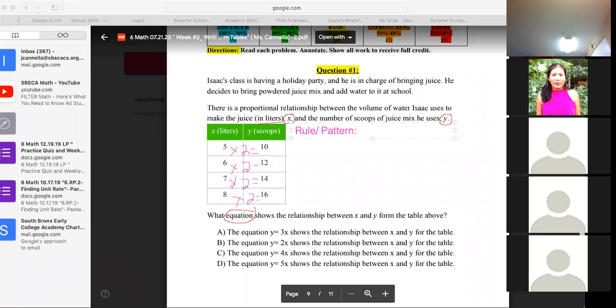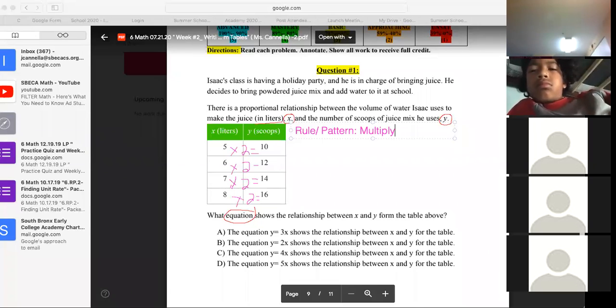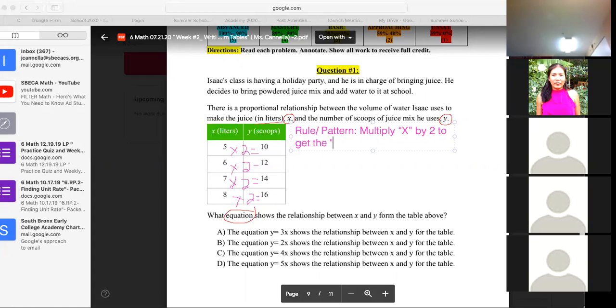We have to multiply all by 2. What by 2? The x or the y? The x. Good. Now, okay, we're not going to test everything. We're going to write what is the equation. What is the equation based on the answer choice?